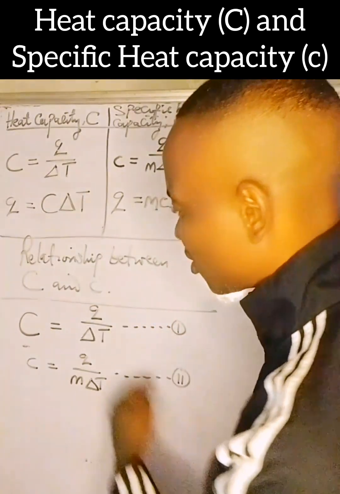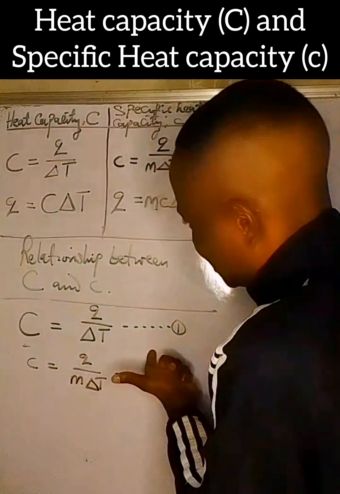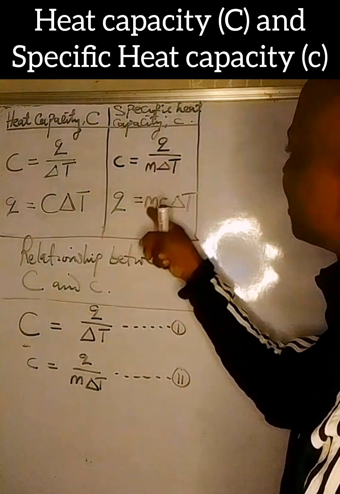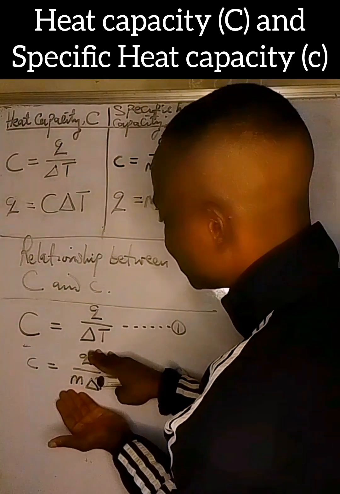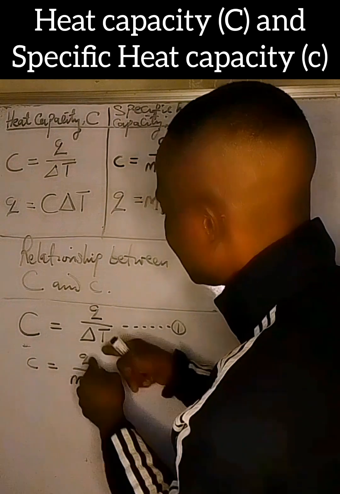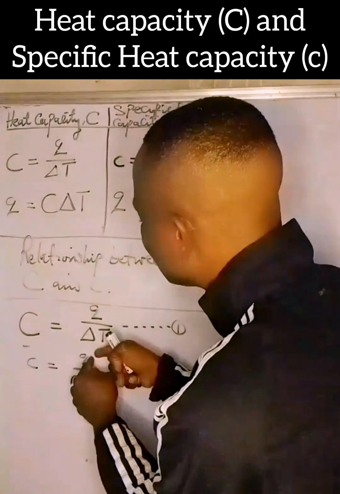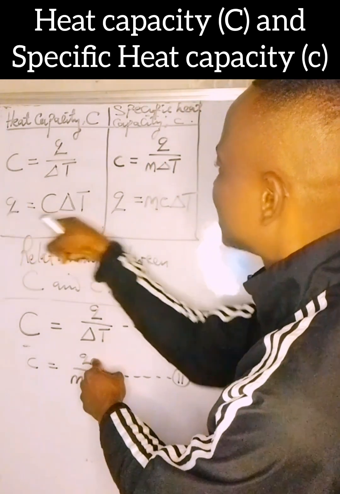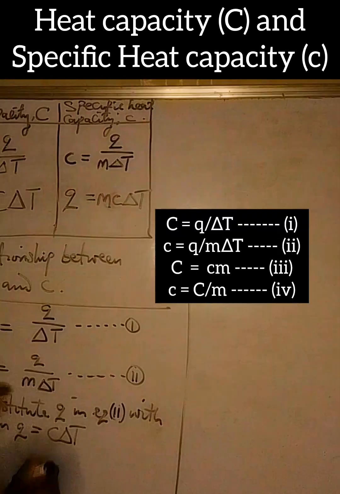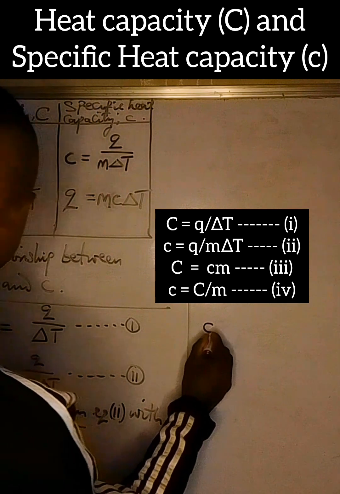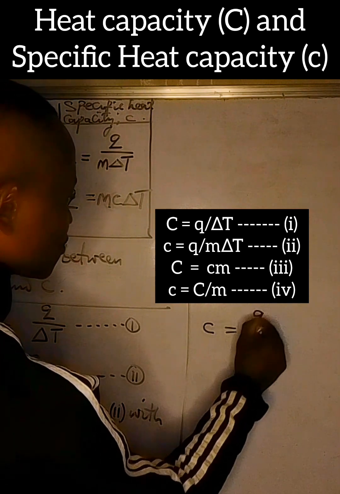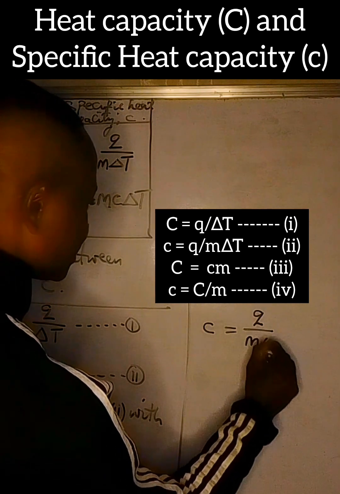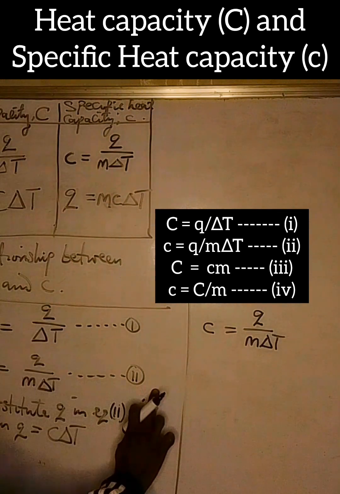If you are taking the equation connected to heat capacity, you will look at this Q and change it with the Q in specific heat capacity. If you are taking this equation for specific heat capacity, you will replace this Q with the Q in heat capacity. Now let's go. So this is the equation. Small c equals quantity of heat divided by m dT. This is equation 2 itself.